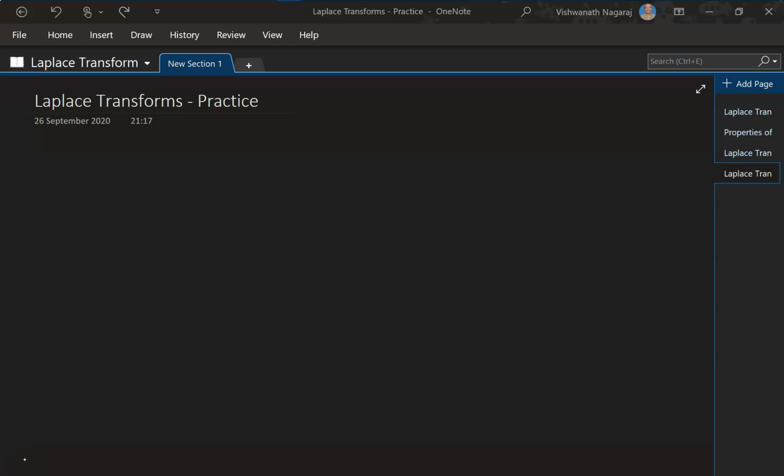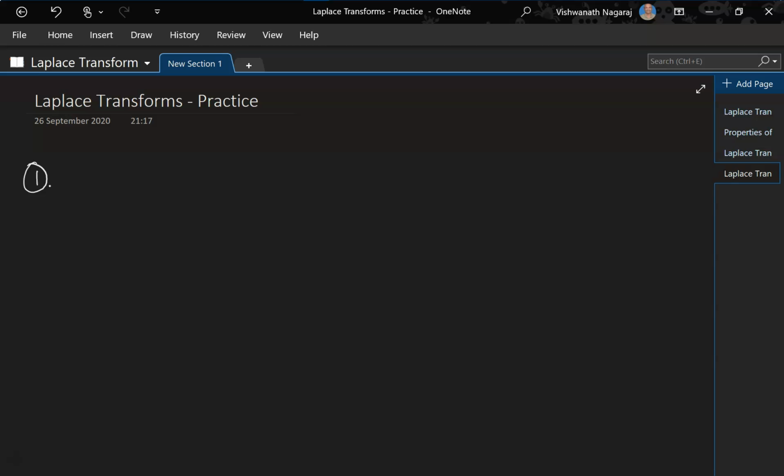Let's find some Laplace transforms of some functions. Of course, we'll be utilizing what we have learned, that is, Laplace transforms of some elementary functions. Okay, let's look at the first one. Let's say the function is t square minus 1. Very straightforward. The Laplace transform of f of t is equal to the Laplace transform of t square minus 1.